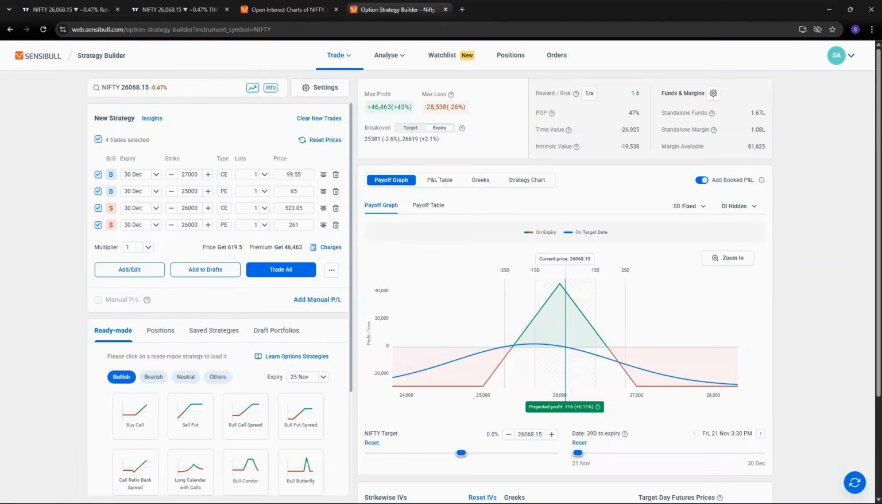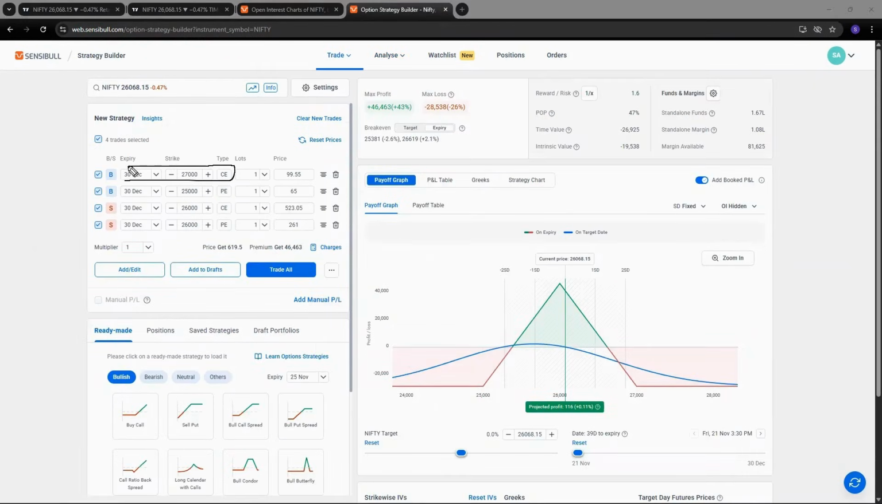If you look at the strategy, one call option bought, one call option sold. Same thing, one put option bought, one put option sold. So the number of call options and put options sold are the same. One CE buy, same as one CE sold. There is no uneven trade here. One buy, one sell. Okay, so far clear.